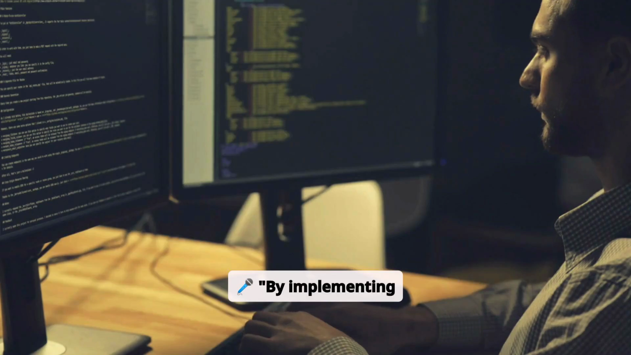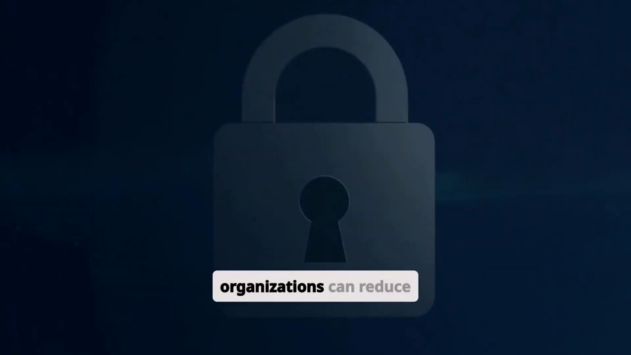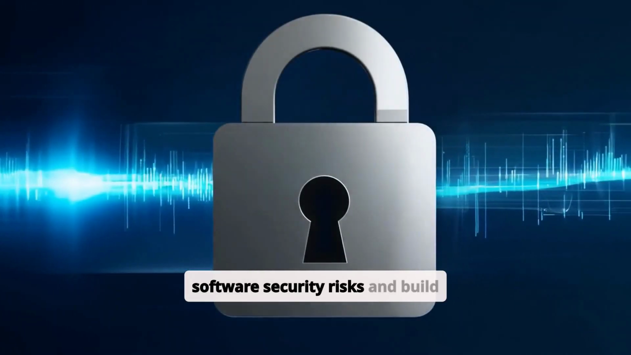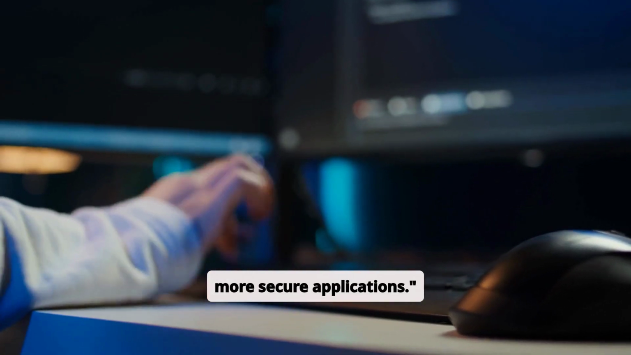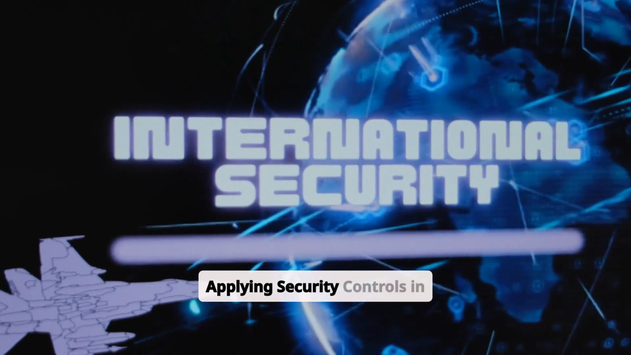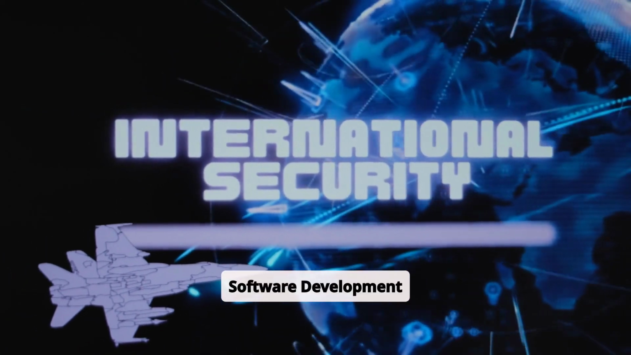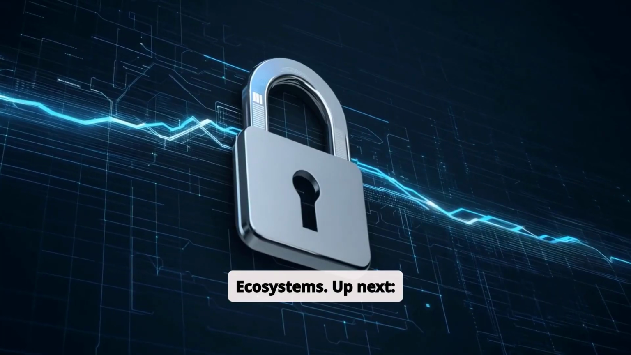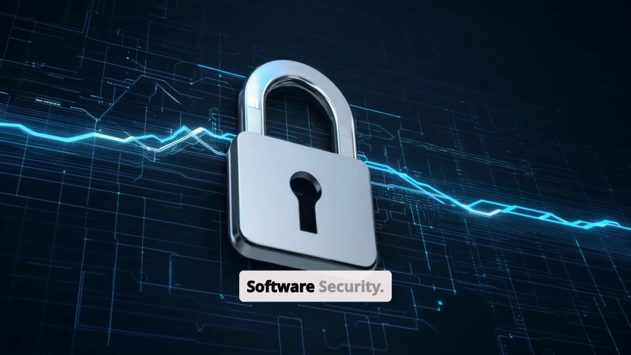By implementing these best practices, organizations can reduce software security risks and build more secure applications. This concludes our module on identifying and applying security controls in software development ecosystems. Up next, assessing the effectiveness of software security.